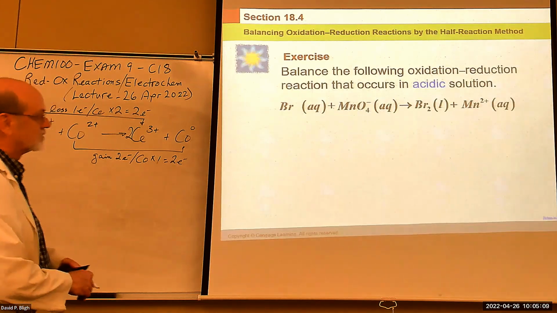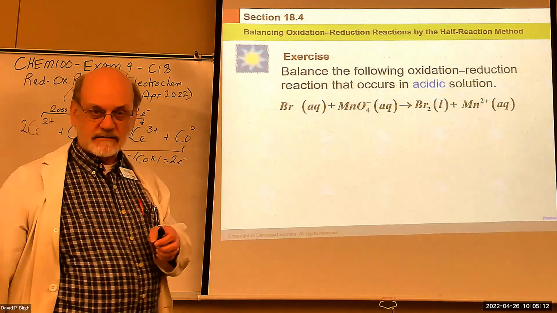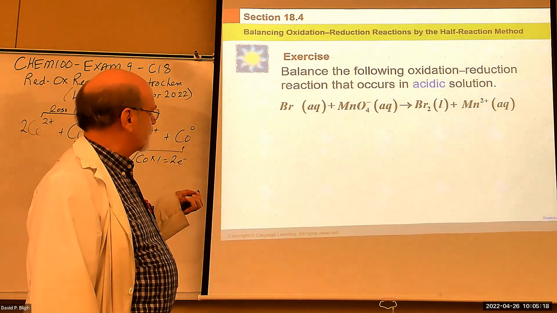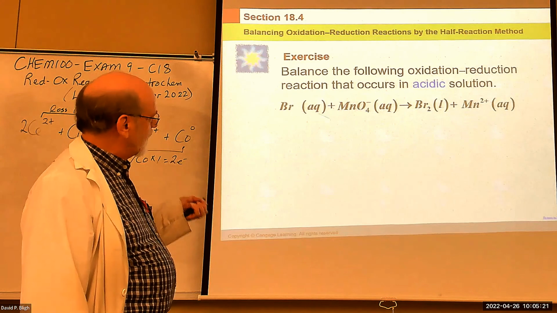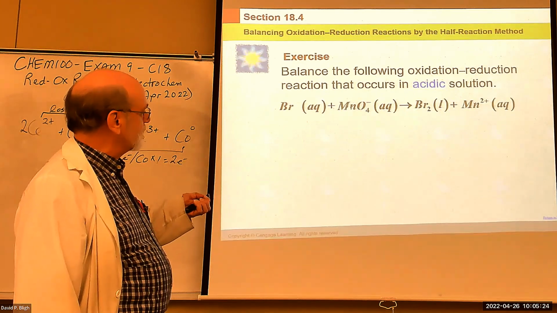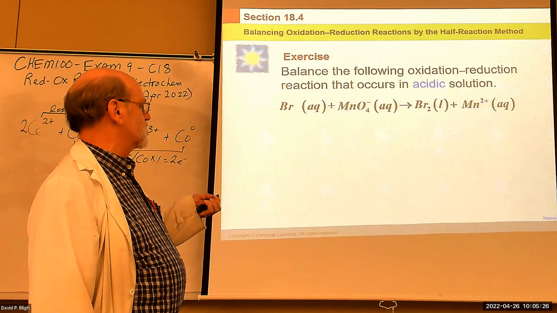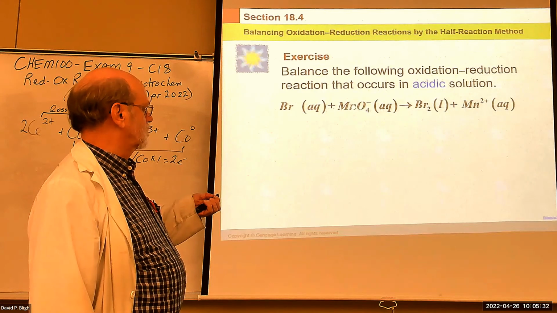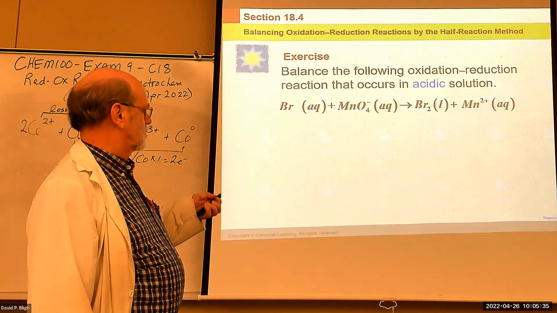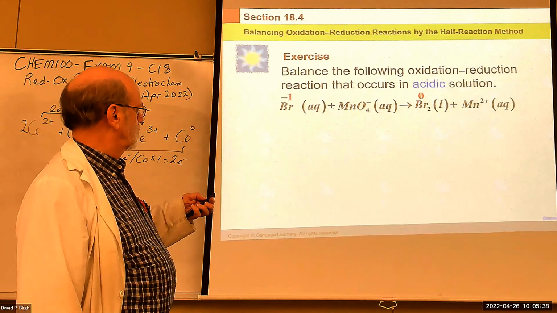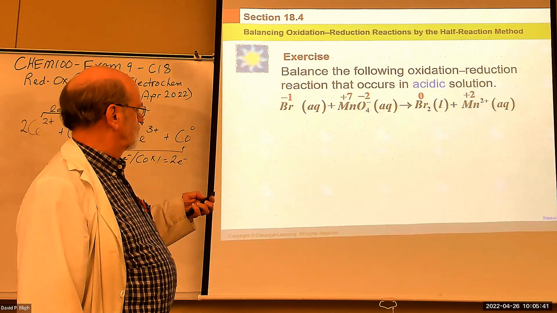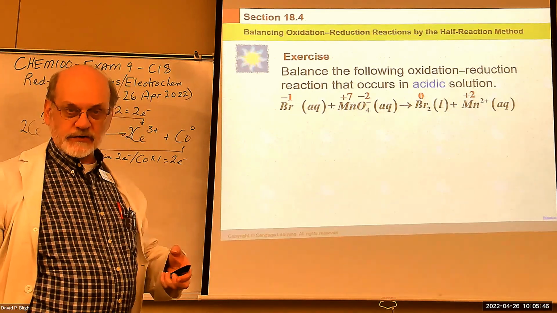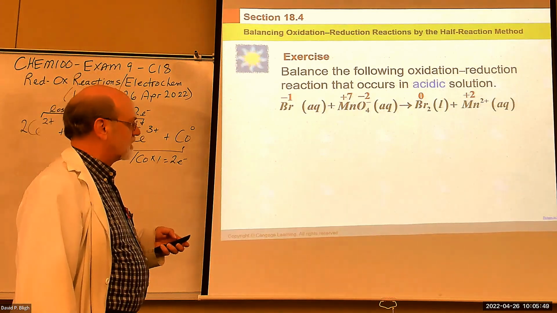This one definitely needs to be half reaction. Notice that we've got bromine going from, there's a minus sign in here, it's really hard to see. We're going from a -1 to a 0, and here we're going from a manganese 7 to a manganese 2+. So that one is reduced, and bromine is oxidized.